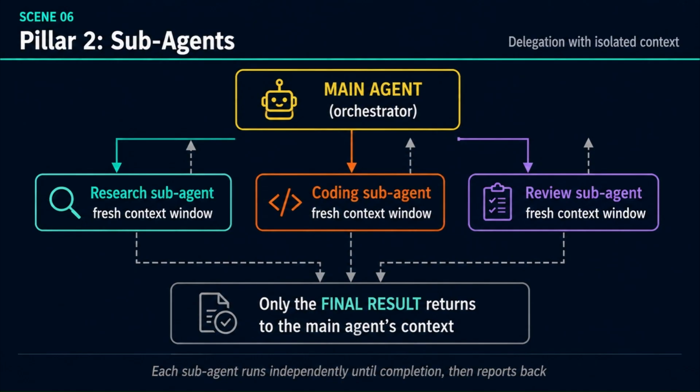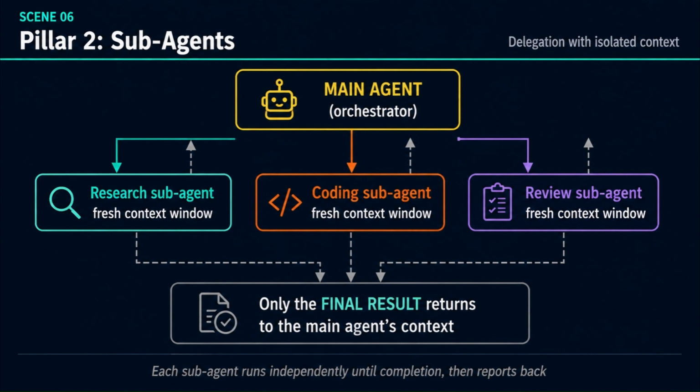Subagents provide the delegation pillar, and the key architectural idea is isolation, not just division of labor. The main agent acts as an orchestrator, and when it identifies a subtask suited for focused, independent handling, it spawns a subagent to own that piece specifically. Critically, each subagent invocation creates an entirely fresh context. It does not inherit the main agent's accumulated conversation history, and it executes autonomously until its subtask is genuinely complete.